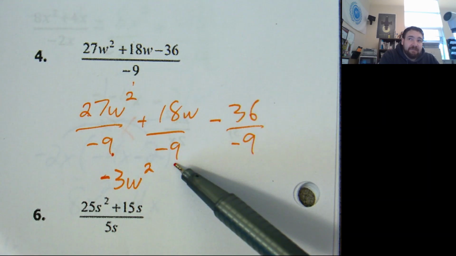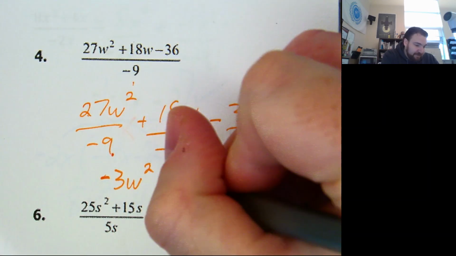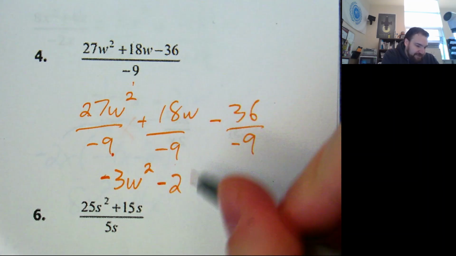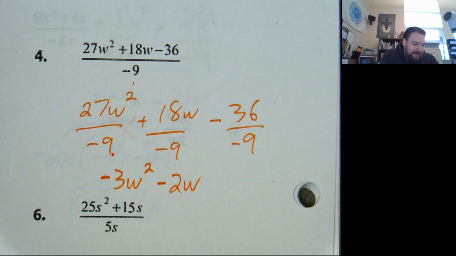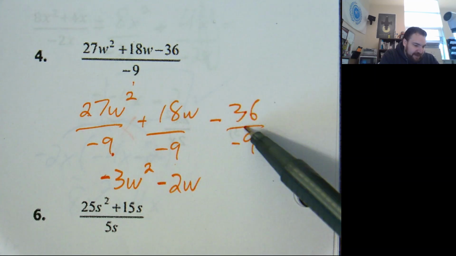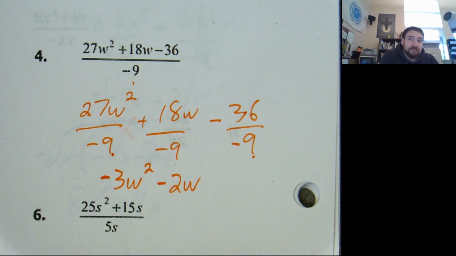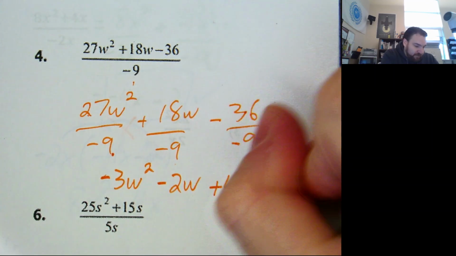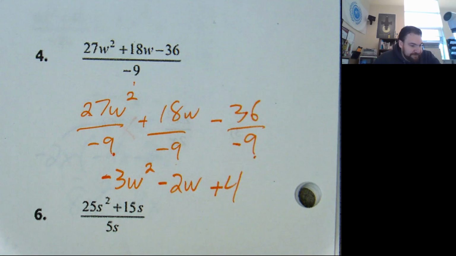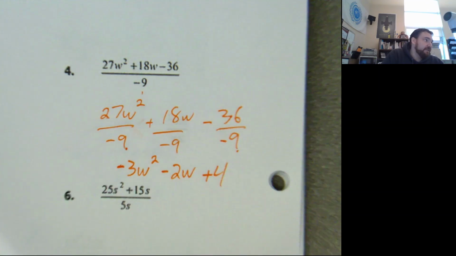18 divided by -9 is negative 2. So this is going to become minus 2, and the w comes along as part of your final answer. And then negative 36 divided by negative 9, positive 4. And you're done. Still drawn. Cool? Makes sense? Sort of?